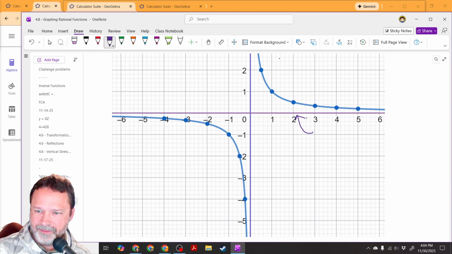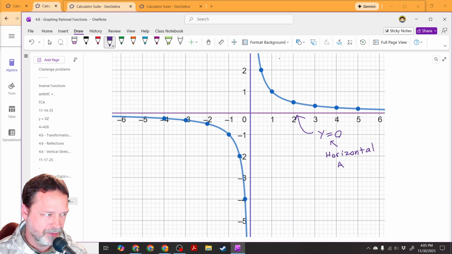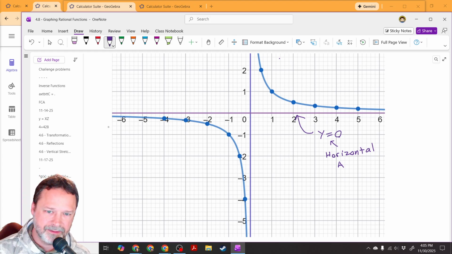Okay, so this line here, y equals 0, is in this case a horizontal asymptote. What is a horizontal asymptote? It's a line that our graph is approaching at extreme values, at very, very large values of x or very, very small values of x. We're getting closer and closer to this line. Okay?